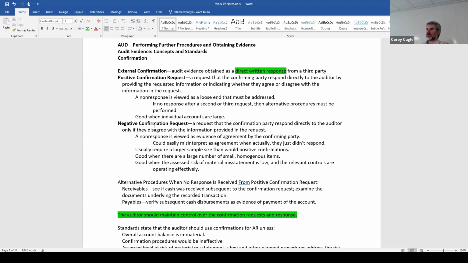Negative confirmation request is less strong. The kind of thing that would drive me crazy. I just don't trust them at all. Just my mind wouldn't like this. When I was doing auditing, I never did these because it would drive me crazy. So you request the confirmation party to respond only if they disagree. So it's like, here is what we have. If this is not true, let us know.